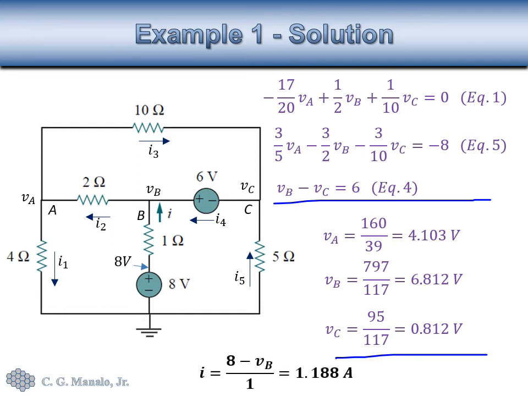And lastly, we can now solve for the current I, which is really just this potential here, 8 volts minus V sub B, which you already know, divided by 1 ohm. Then that should give us this answer, which is the same answer that we got using mesh analysis.